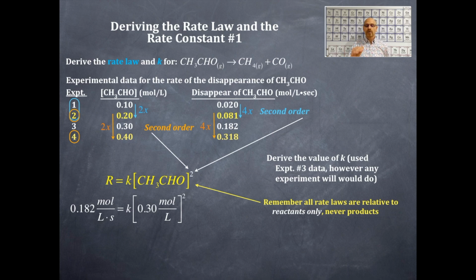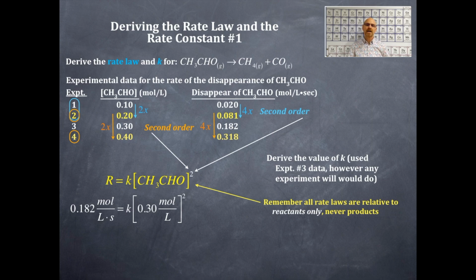So the rate for experiment number 3 is 0.182 moles per liter seconds, and that's why that's on the left hand side. I've replaced the R with the value and the units. I have K because I'm solving for K. And then the concentration with experiment 3 of the reactant is 0.30 moles per liter. And I have that 2 as the exponent there because it's second order.